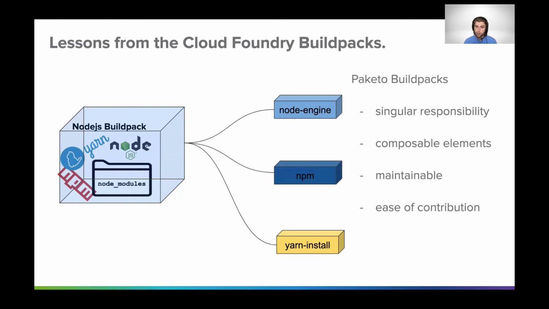Node Engine should install Node. NPM will install your node modules. Yarn install will also install your node modules using a different tool. And these are composable elements, meaning that if my app requires Node, I should be able to have the Node Engine Buildpack detect and add Node to my app. This refactor from Cloud Foundry to Paketo has made each of these build packs have well-defined boundaries and made them more maintainable. And again, with this maintainability and simplicity, we get additional ease of understanding and contribution from external developers, right?